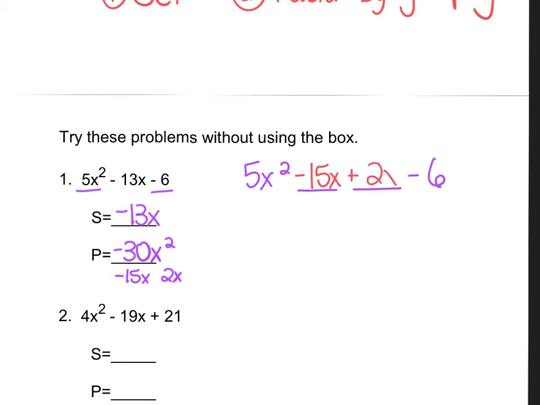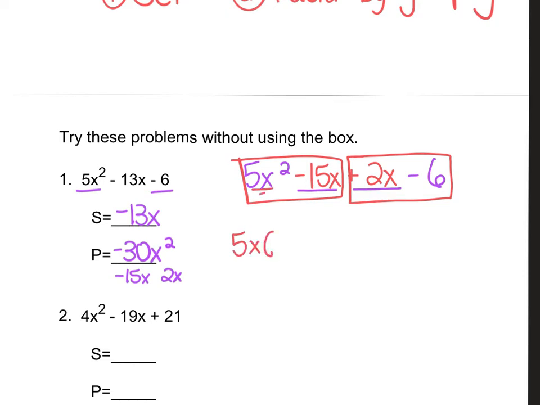I'm just going to put mine like this, and then I'm going to group them. So that's the factoring by grouping part. And then I'm going to pull out the GCF on each one, which I can see here. I'm going to pull out a 5x, and I'm going to divide them both by 5x. And I would be left with x minus 3 in the parentheses.